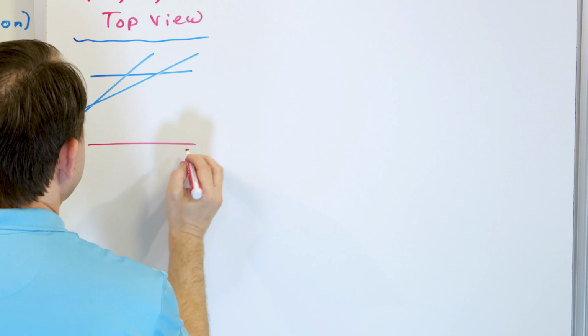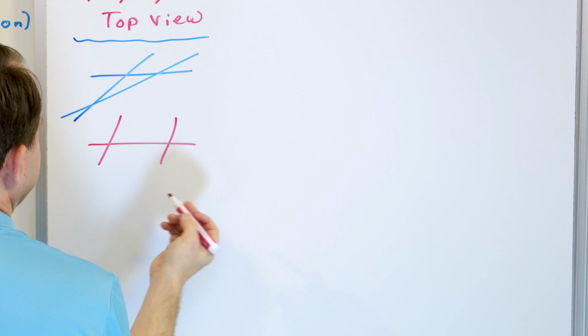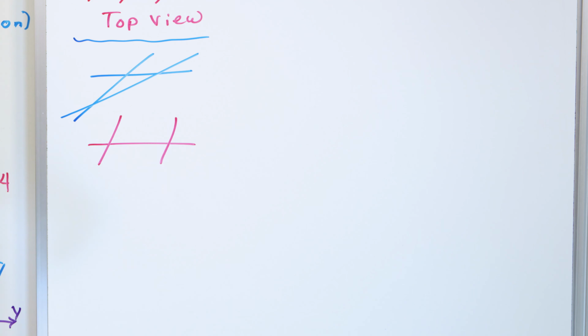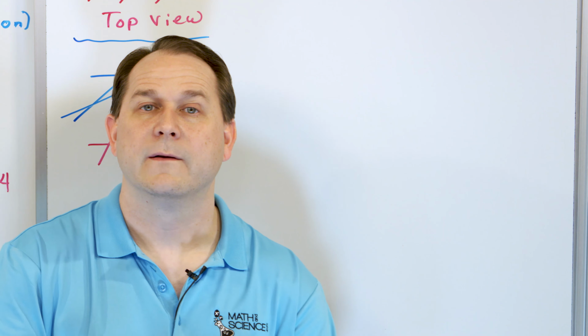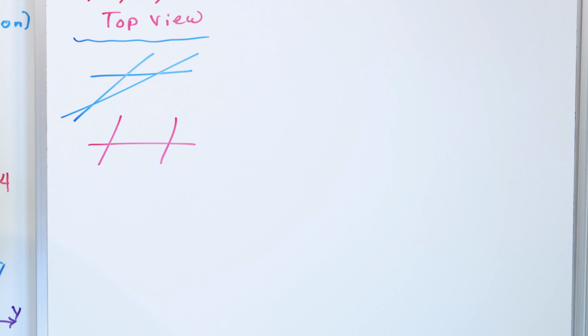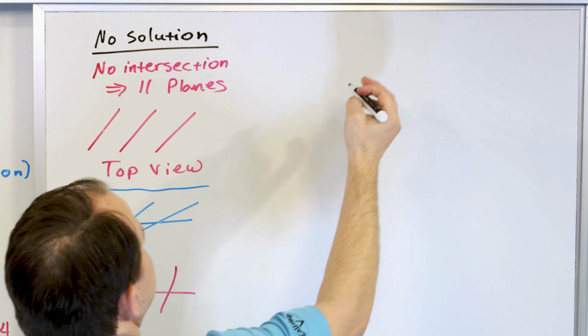You could also have a plane like this, a plane like this, a plane like this. So yes, you have intersection points between two of the three, but never among all three. So it's very common to have no solution for planes because it's very easy to have them oriented where they're not all going in the same spot. Okay? Now, you can also have an interesting case where you have infinite solutions.